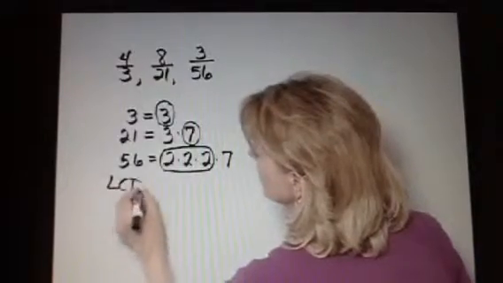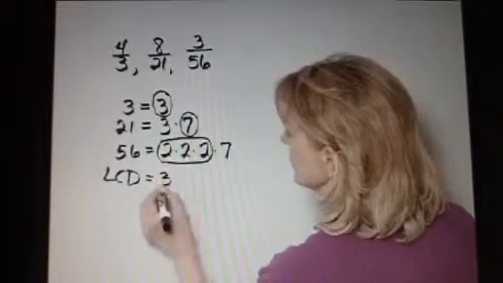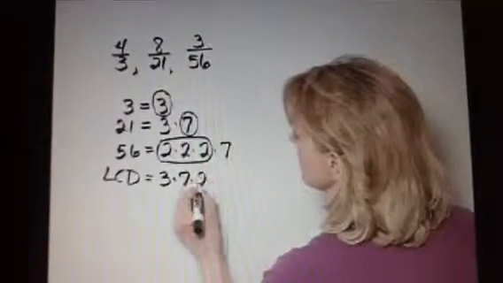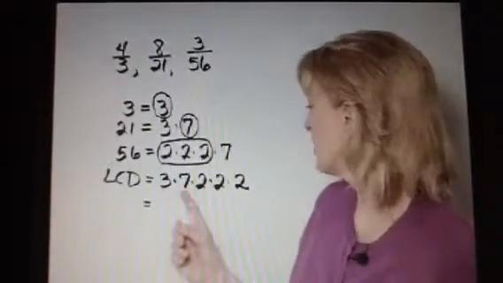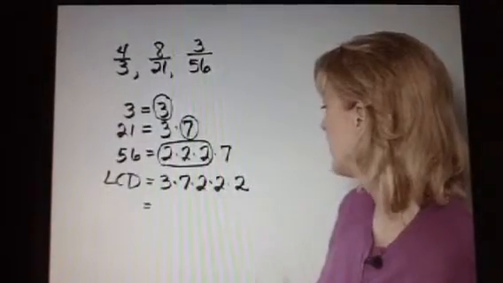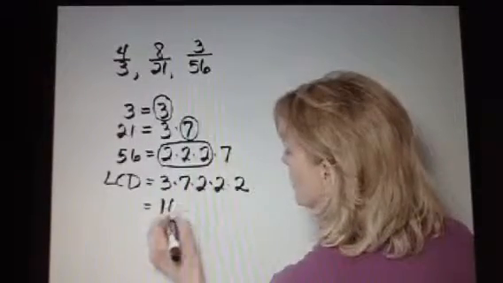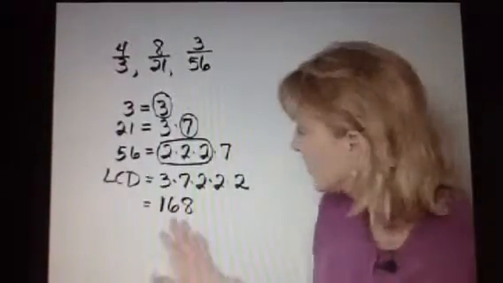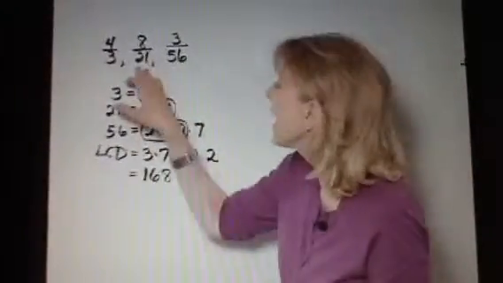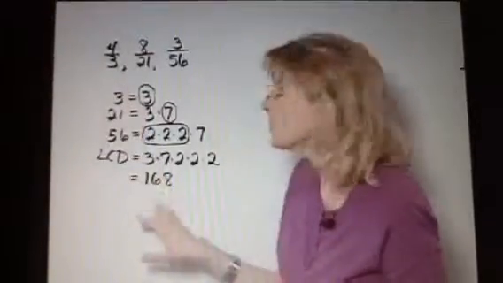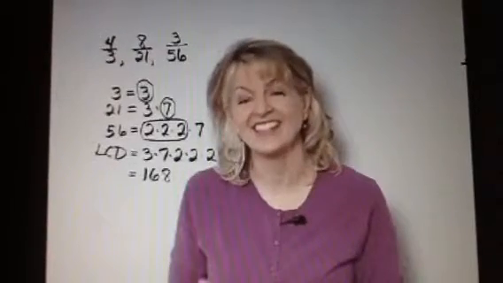Now, the LCD is the product of all the circled factors. So the LCD is, in any order, 3 times 7 times 2 times 2 times 2. So let's see what that is. 3 times 7 is 21, and that's 2 times 2 times 2 is 8. So 21 times 8, that's 168. That is, believe it or not, the smallest number that 56 divides into, and 21 divides into, and 3 divides into. So there's a couple of methods for finding the LCD.